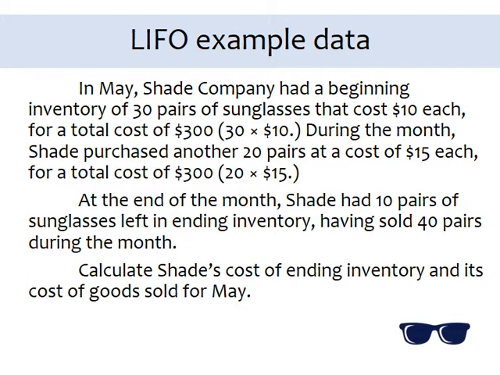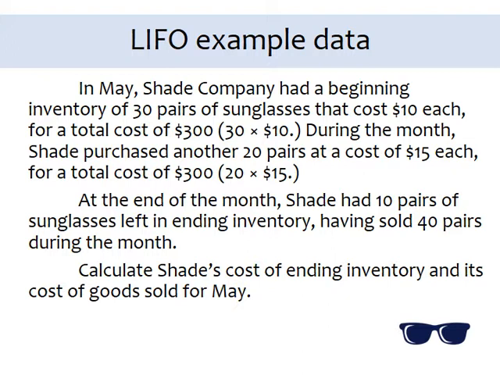Let's go through an example of using LIFO. We will use the same set of data that we used in earlier videos on the other inventory cost methods. In May, Shade Company had a beginning inventory of 30 pairs of sunglasses that cost $10 each for a total cost of $300, 30 times $10. During the month, Shade purchased another 20 pairs at a cost of $15 each for a total cost of $300, 20 times 15. At the end of the month, Shade had 10 pairs of sunglasses left in ending inventory, having sold 40 pairs during the month.